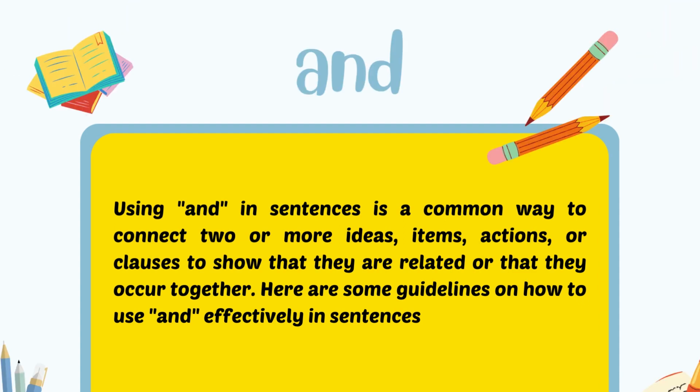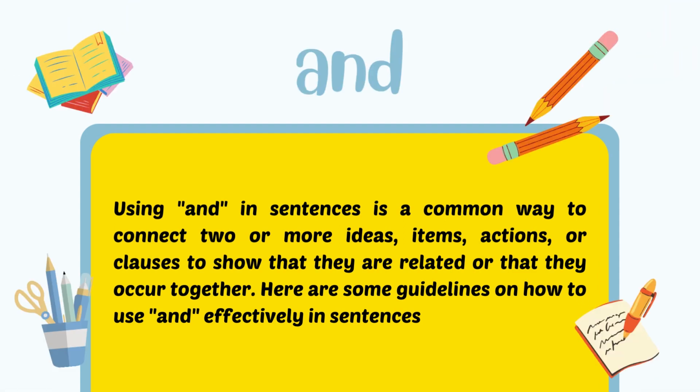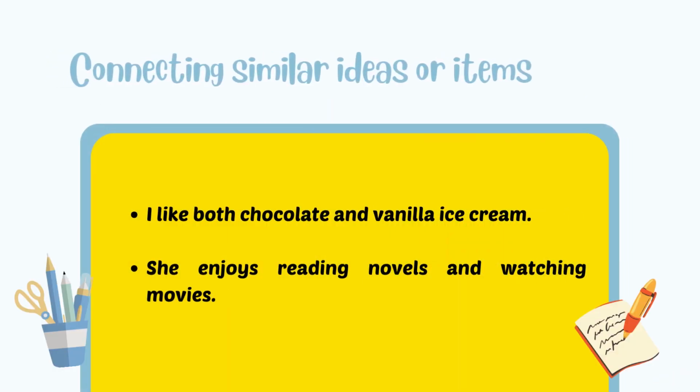Using "and" in sentences is a common way to connect two or more ideas, items, actions, or clauses to show that they are related or that they occur together. Here are some guidelines on how to use "and" effectively in sentences. Connecting similar ideas or items.